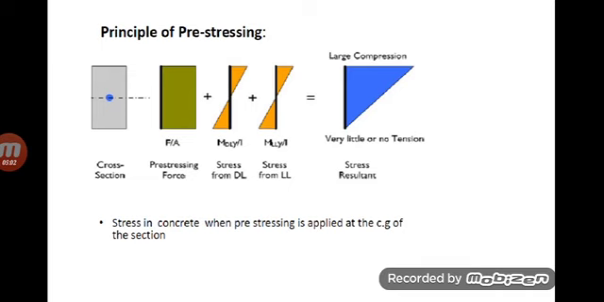So this is the principle of pre-stressing. The figure shows a cross section of the RC beam or RC element. First one is the pre-stressing force, so it is an axial force. Here the pre-stressing is applied at the CG. It's stress in concrete, and pre-stressing is applied at the center of gravity of the section. Just see the blue color point, which mentions that there is the pre-stressing force.